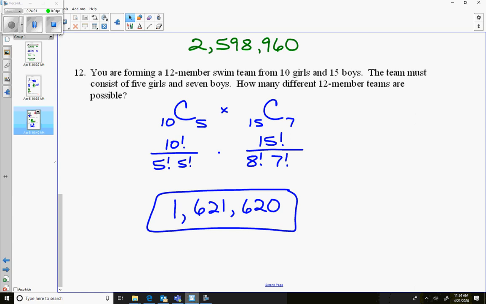And there you have it. That was the intro lesson here for chapter 0.7. So beginning with just your counting principles, permutations, and combinations.